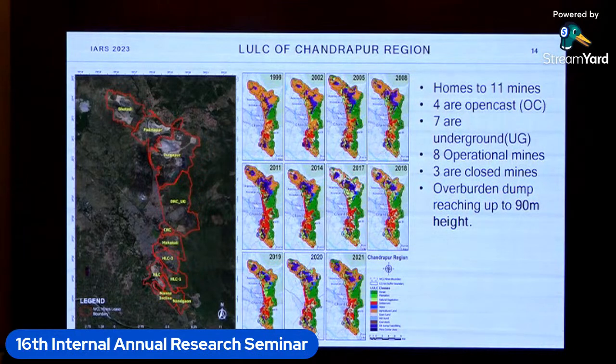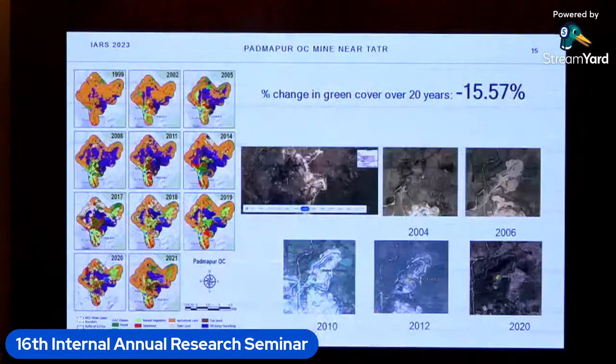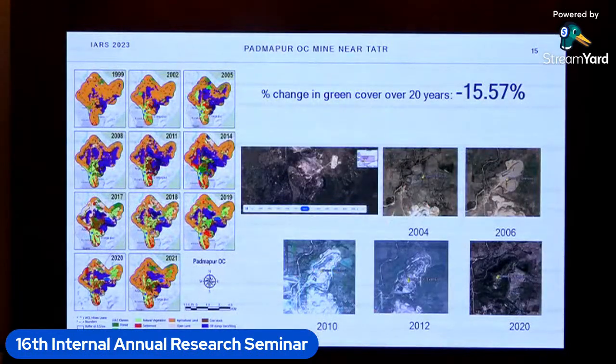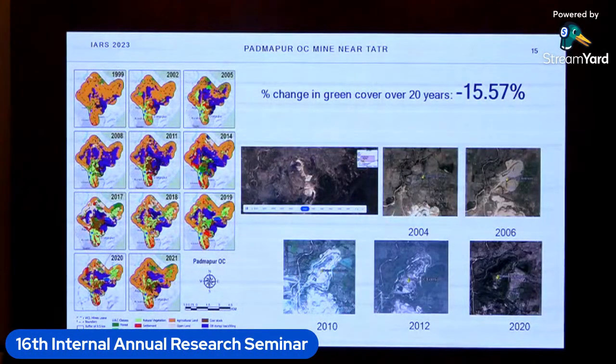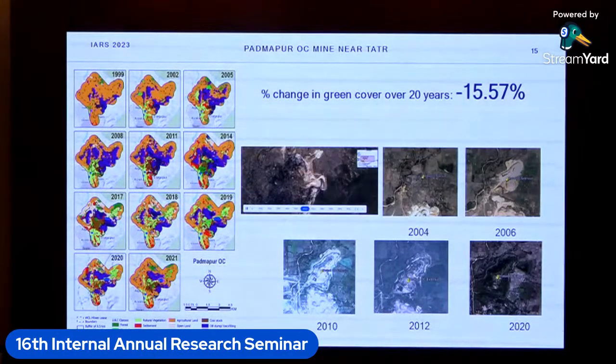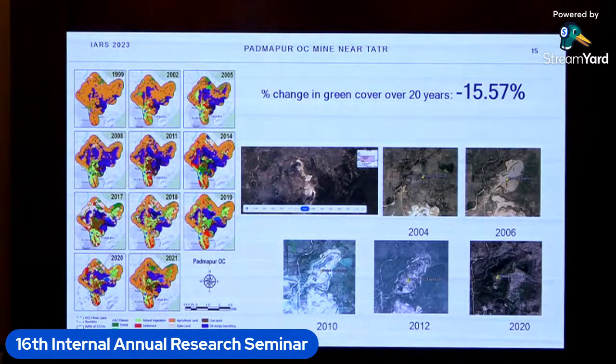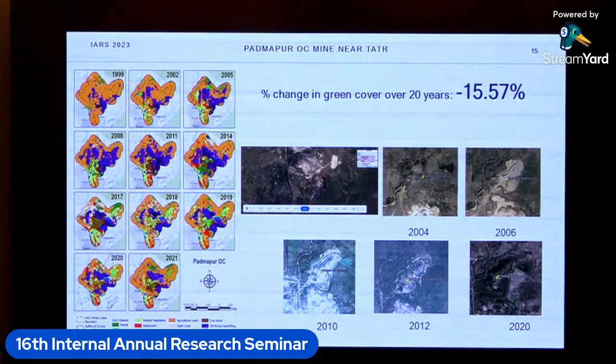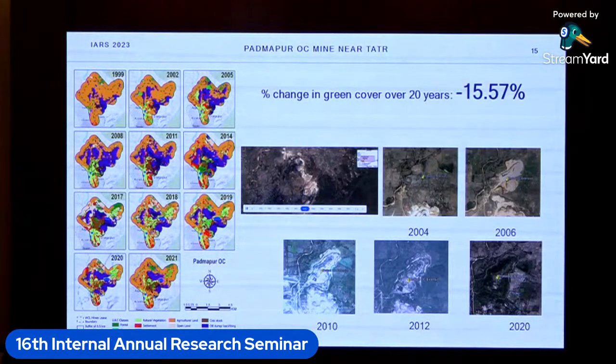From this cluster, I am taking the example of Padmapur mine. Those who have visited Tadoba Andhari Tiger Reserve must have seen the Padmapur gate, that is a buffer zone, and this mine is touching that buffer zone. In this mine, we have lost the green cover by 50% over the past 20 years, and we are losing it to mining and overburden dumping sites only.